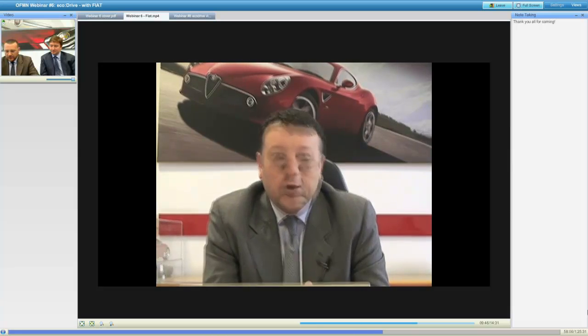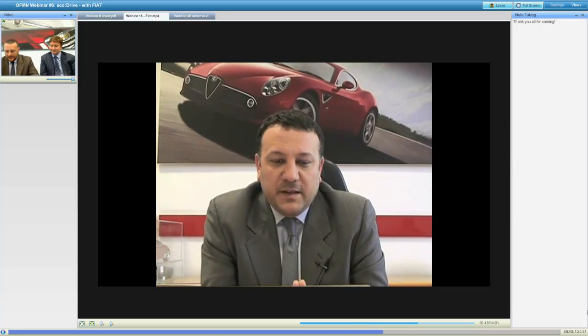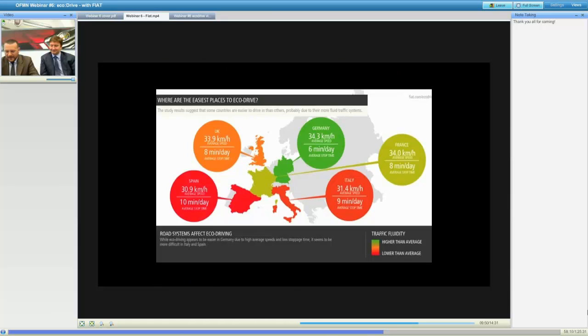This means that each culture has its own environment and driving technique, but eco-driving techniques could be applied all over Europe. So where is the easiest place to eco-drive? Our study results suggest that there are some countries where it's easier to eco-drive. If we take the UK, as we saw, it's the best place to eco-drive because the average stop time is just 8 minutes a day and the average speed is almost 40 kilometers per hour.